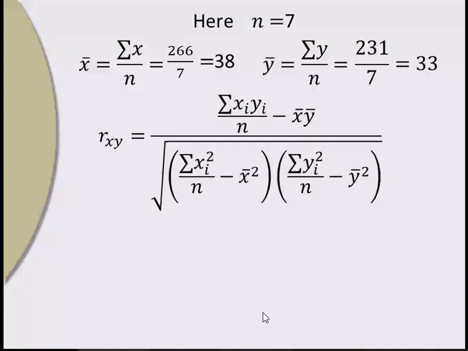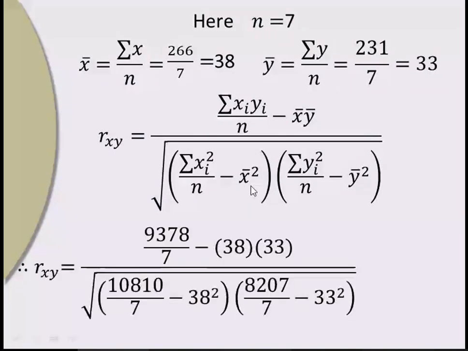And the value of R is summation XiYi by N minus X bar Y bar, divided by the square root of summation Xi square by N minus X bar square, into summation Yi square by N minus Y bar square. I put all these summations from the table in this formula. So RXY will be summation XiYi from the table, 9378 by 7, minus X bar is 38, Y bar is 33, divided by the square root of all this term. Take the product, take the square root and do the calculation.